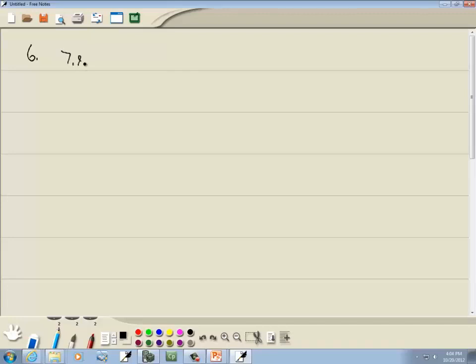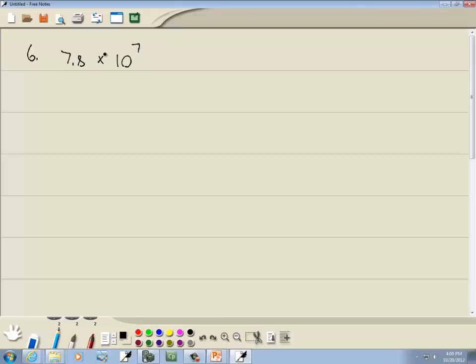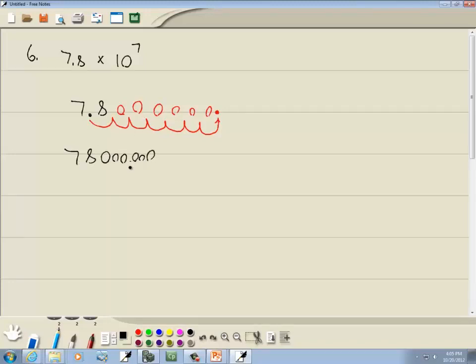We got 7.8 times 10 to the 7th power. And we're writing our decimal notation, our standard form. Well, 10 to the 7th, that's a big number. So when I get done, I want a big number, which tells me, without even looking at that chart, that I want to move it to the right. So move it 7 places to the right. So 1, 2, 3, 4, 5, 6, 7. This is where the decimal will be. And for these missing digits, I want to put 0 placeholders. So I'll have 7, 8, and 6 zeros: 1, 2, 3, 4, 5, 6. So that gives us 78 million.